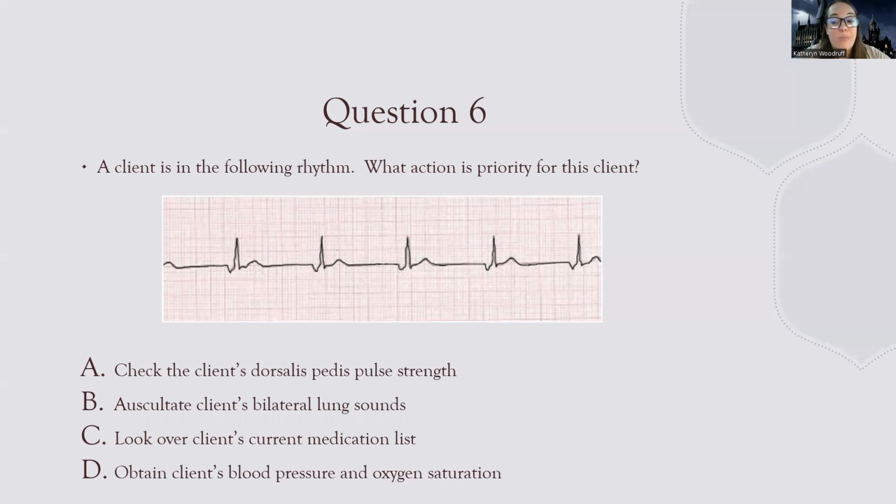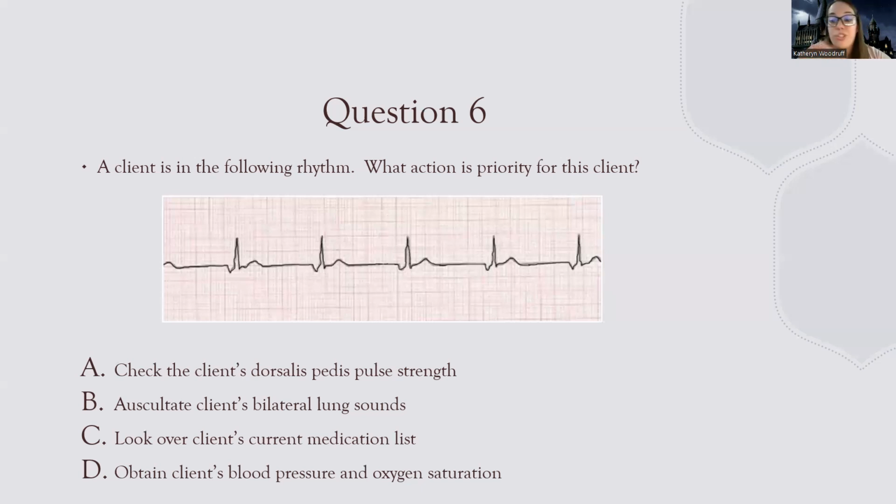So it's saying what action is priority. Is it going to be priority for me to check their dorsalis pedis pulse strength? Well, I might want to check a carotid pulse, make sure they're still pumping, and make sure it's not some sort of weird PEA, but I don't think their foot pulses are going to help me right now to know how things are going. I do want to check perfusion, but I don't know about checking their foot pulses as the first thing I want to do. Auscultate client's bilateral breath sounds or lung sounds.